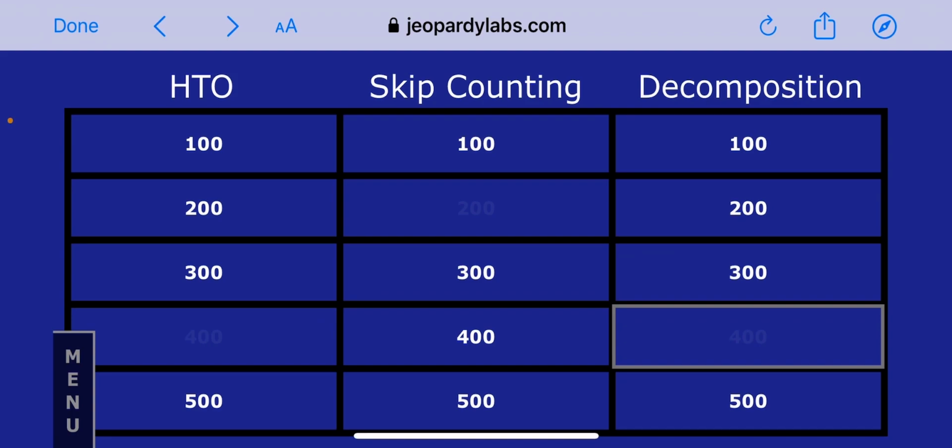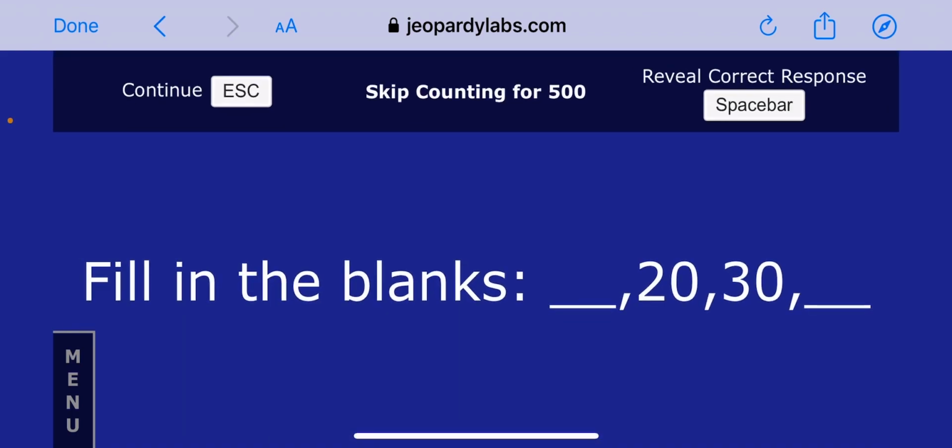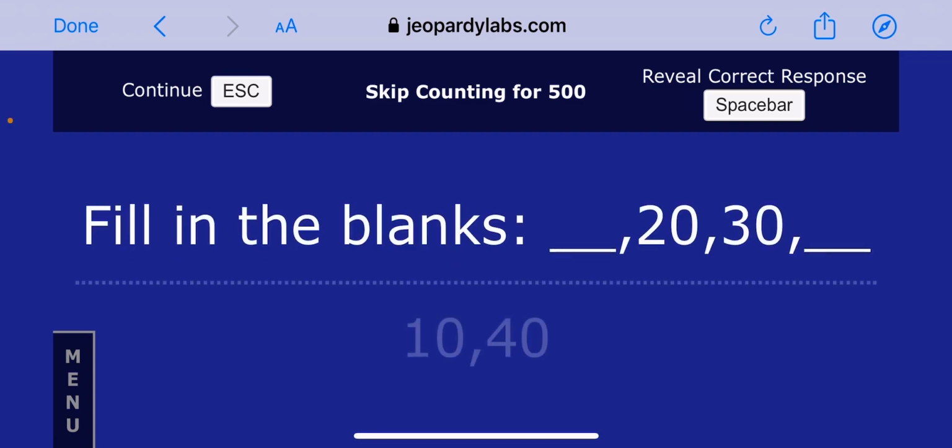Next, they can pick whichever categories they want. So let's say another student does skip counting for 500. Fill in the blanks. Blank, 20, 30, blank. Sometimes the students have difficulty with recognizing what the pattern is if there's no number to start off the sequence. So this is a good one for them to practice with. And they will have to write 2 numbers on the board, and the 2 numbers they should write down are 10 and 40.